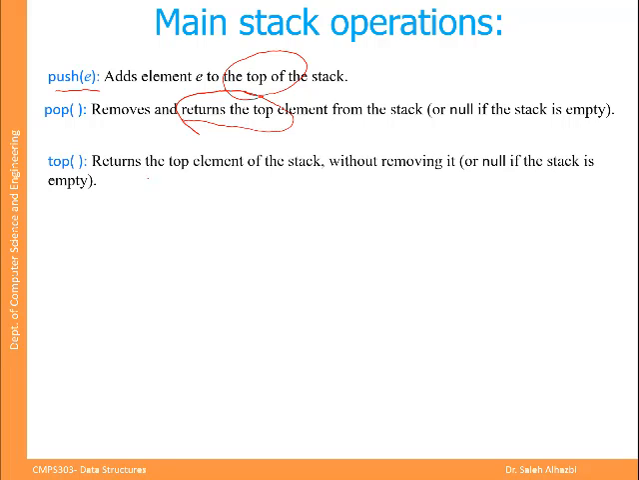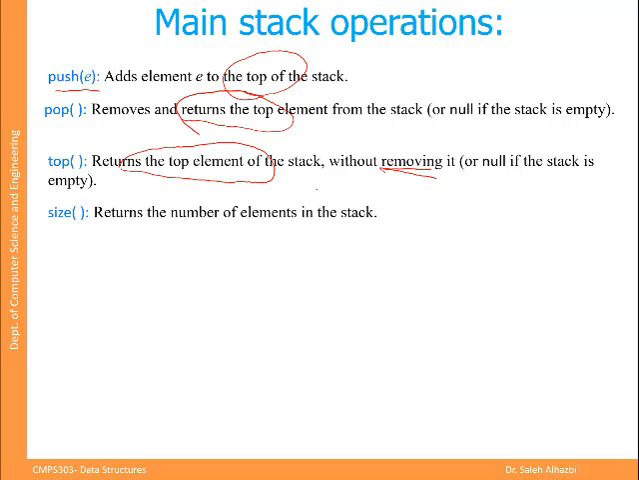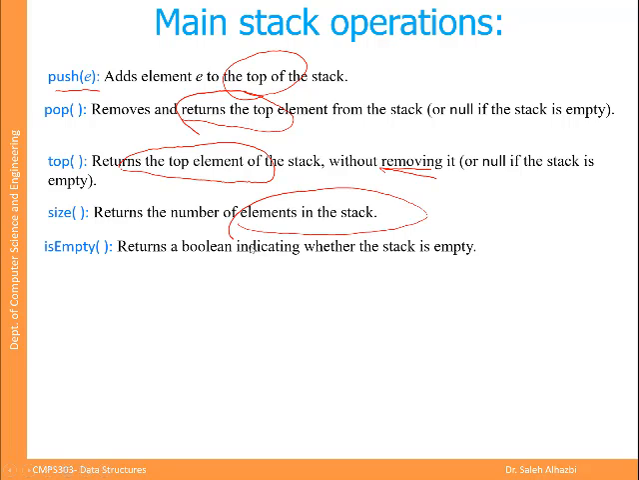We have top. Top just returns the top element of the stack without removing that element. This is a very important difference between top and pop. It does not remove the element from the stack, it just tells you what's on top of the stack. Size, of course, returns the number of elements currently in the stack, and is empty returns true if the stack is empty, false if it's not.